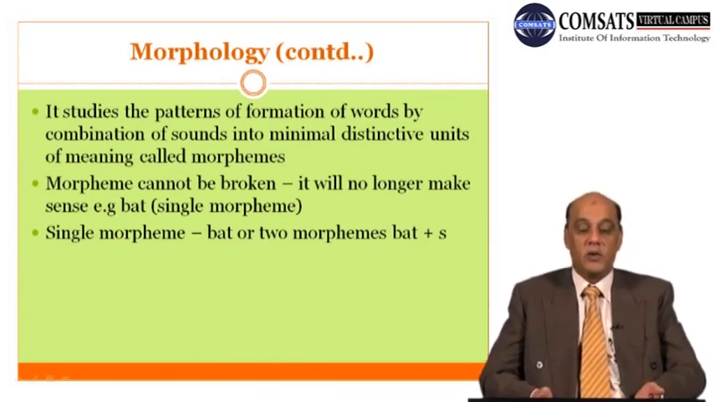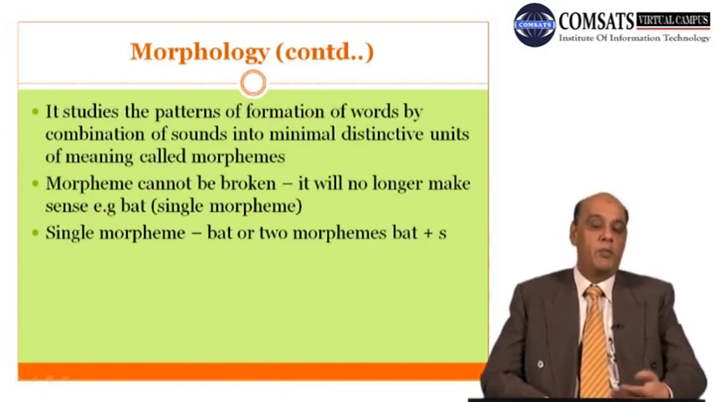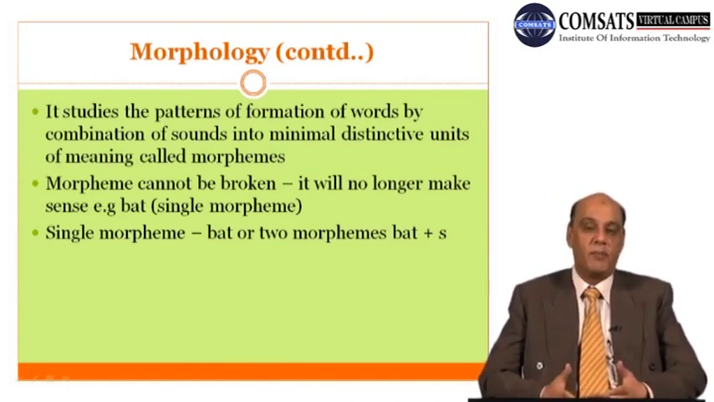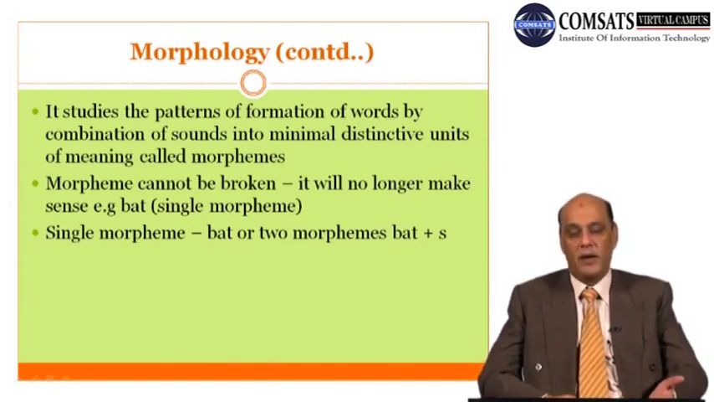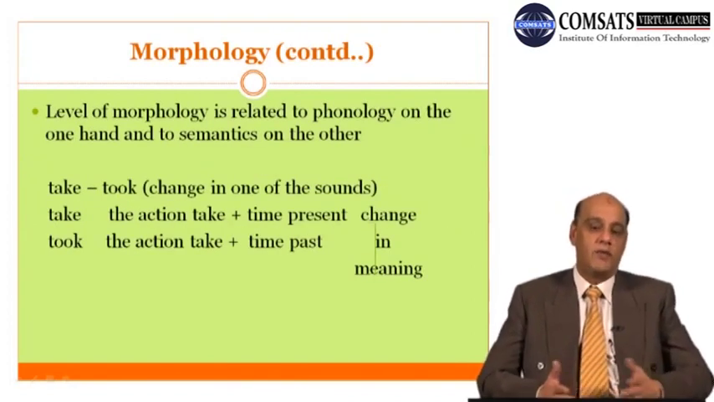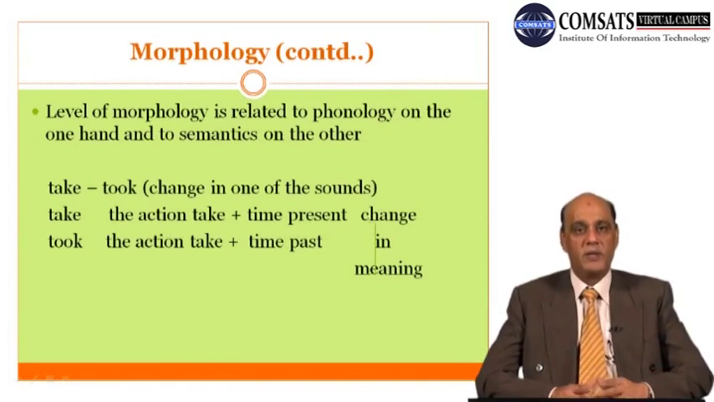So we can have a single morpheme, bat, or maybe a combination of 2 morphemes like bats. You have 2 different sounds, bat plus s. So bat, s, 2 morphemes combined, and you get a different word which is the plural of bat, bats. So sometimes it's a single morpheme, some other times you have a combination of different morphemes and you get a different word.